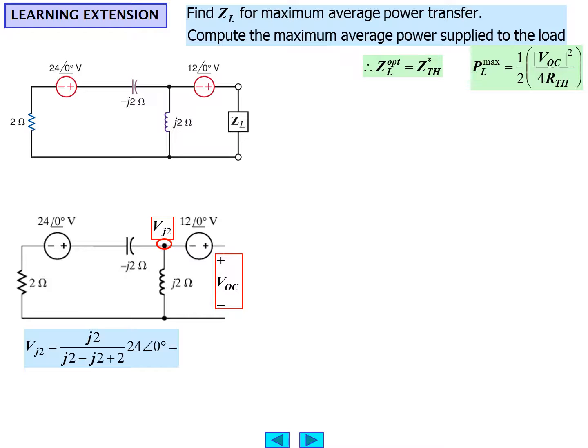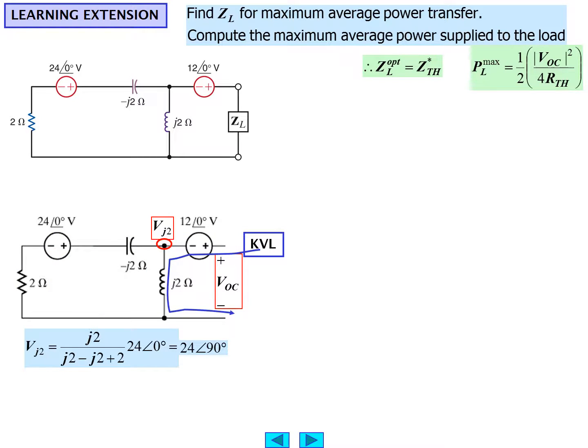The voltage across the J2 would be by voltage division. Notice that the 12 volt angle 0 source does not participate in the voltage division. So it's J2 divided by the sum of the impedances, which happens to be J2 minus J2, and they will cancel, plus 2 times 24 angle 0, because the sign goes in the proper direction for that particular source. So therefore the answer is 24 angle 90 degrees as a result.